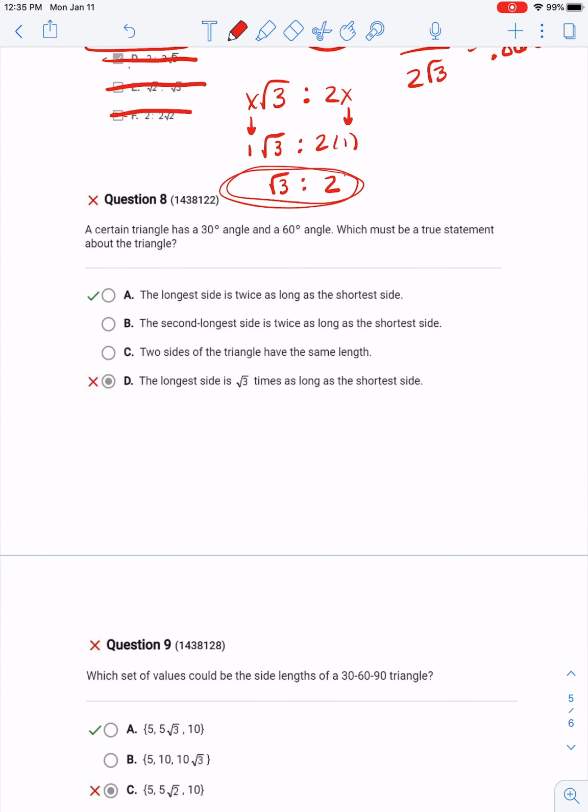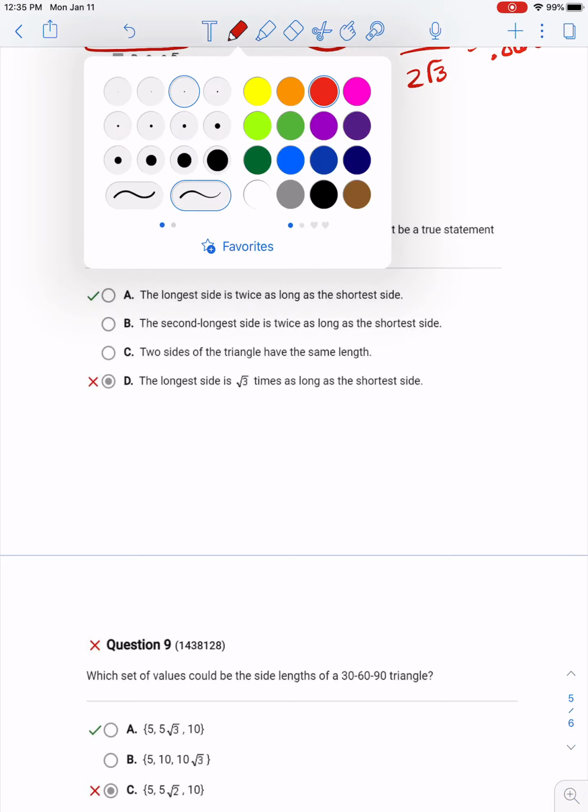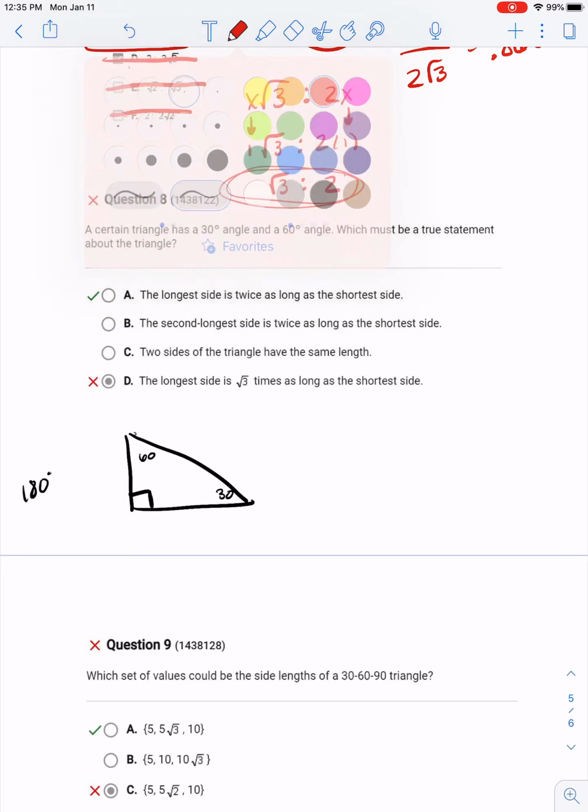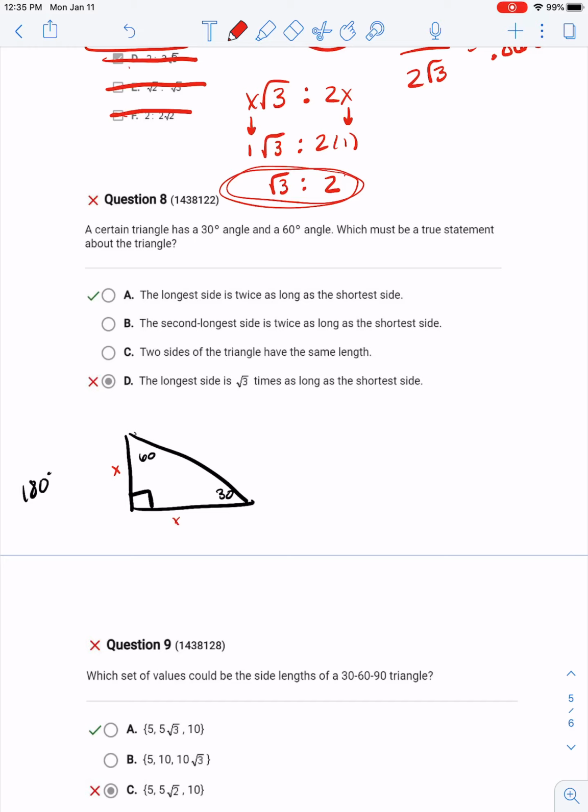All right, number 8. A certain triangle has a 30-degree angle and a 60-degree angle. Which must be a true statement about the triangle? So we know, first of all, that this is a 30, 60, 90 triangle, because if one angle is 30 and one angle is 60, and there's 180 total degrees in my triangle, all that's left in this other unknown angle is 90 degrees, okay? So 30, 60, 90. Then again, we have our ratios we've been talking about. So x, x square root of 3, and 2x.